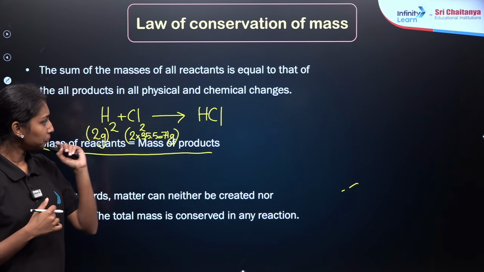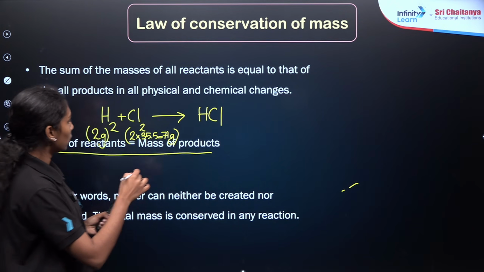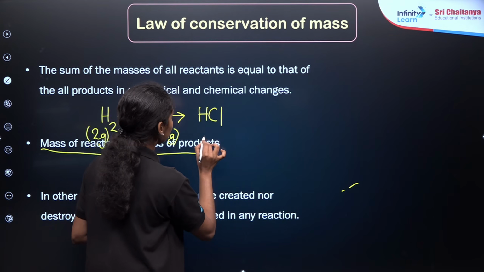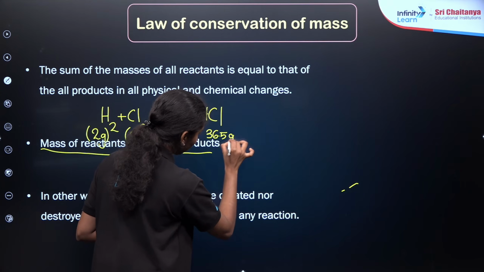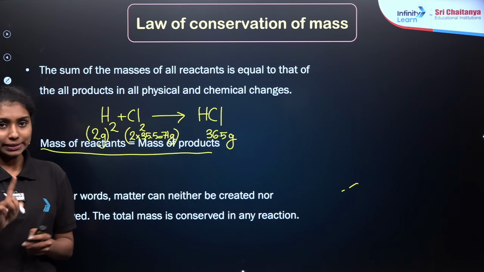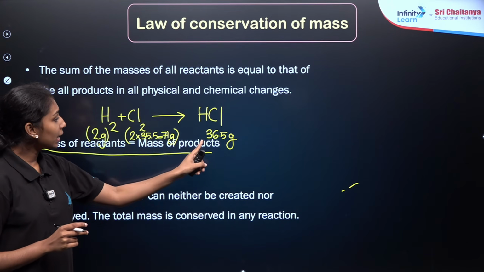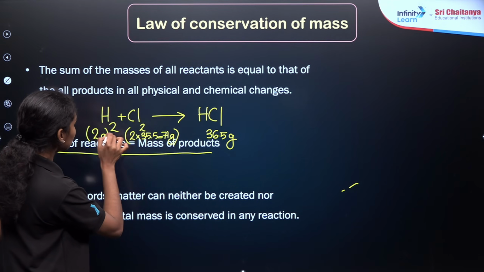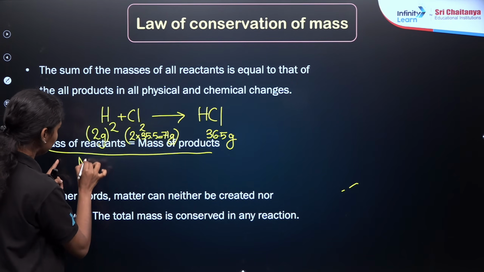So now, what is the mass of this complete HCl? This is 1 plus 35.5, which equals 36.5 grams. According to the law of conservation of mass, we need to consider the mass of the reactants and the mass of the product. They should be equal. But here the product is 36.5, and the reactants total, how much is it? 71 plus 2, 73, right? Total it is 73.